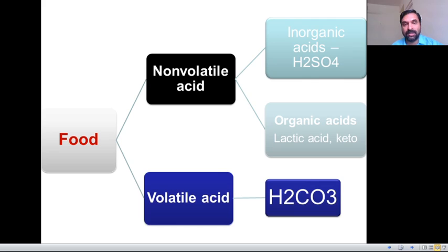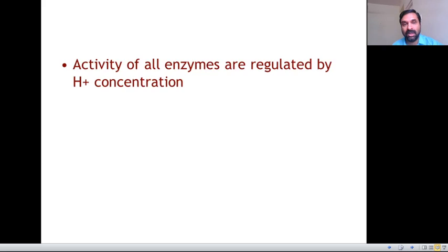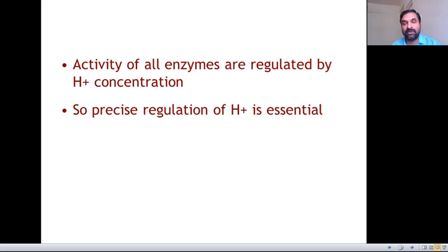As a result of metabolism, non-volatile acids and volatile acids are formed in our body. Non-volatile acids include inorganic acids such as sulfuric acid, and organic acids such as lactic acid and keto acids. Volatile acid is carbonic acid. The activity of all enzymes in our body is regulated by H+ concentration, so precise regulation of H+ concentration is essential for proper functioning of our body.